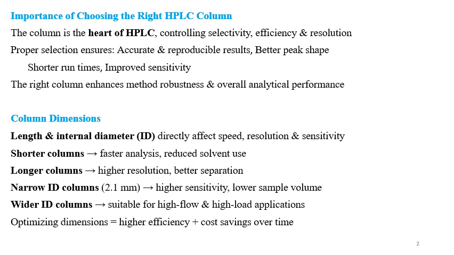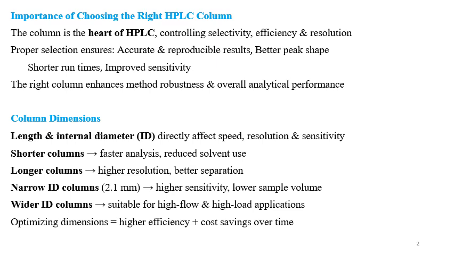You should understand the columns. The first understanding should be of the column dimensions, then what it contains, that is what type of stationary phase it contains, and how it is related to your method and your analytes. Length and internal diameter directly affect the speed, resolution and sensitivity. Shorter columns will give you faster analysis with reduced solvent use. Longer columns will give you higher resolution and better separation.